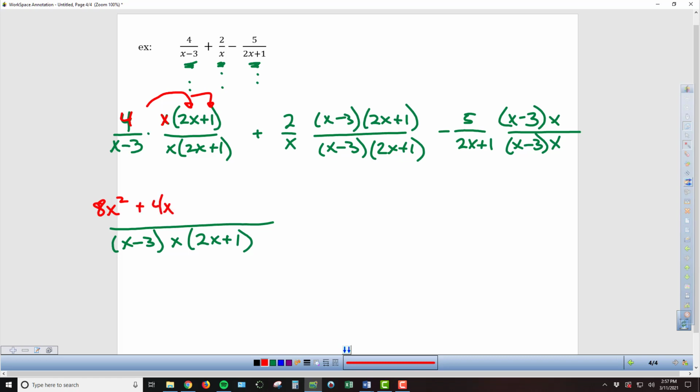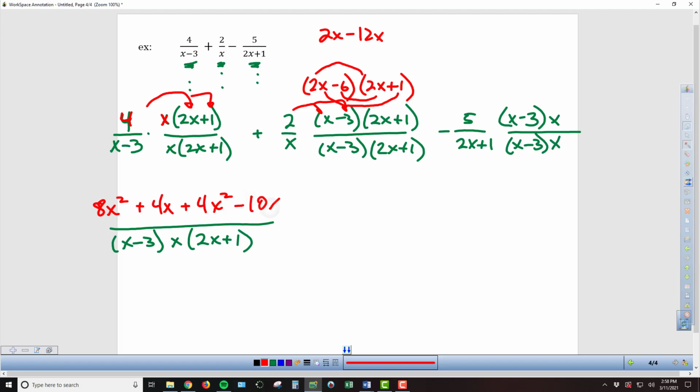Now for the second, I'm going to have to do this in a couple of stages. First, I'm going to distribute the 2 to each of these. So that gives me 2x - 6. And then that's going to have to multiply the 2x + 1. So for that, I'm going to have to FOIL. 2x times 2x gives me 4x squared. And then my outer is 2x times 1, which is 2x. My inner is negative 12x. So 2x - 12x is going to give us a -10x. We'll go ahead and gather those. And then my last is negative 6 times 1, which is negative 6.